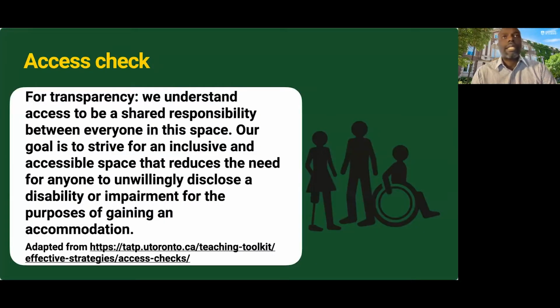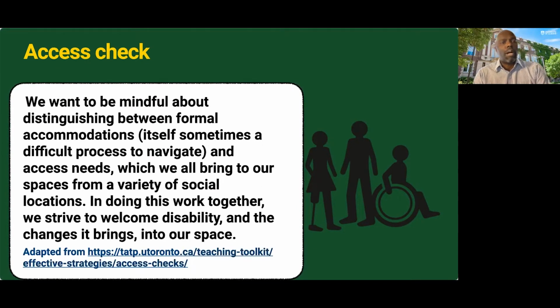I will read out the access check adapted from the University of Toronto and borrowed from my colleague, Mandy. For transparency, we understand access to be a shared responsibility between everyone in this space. Our goal is to strive for an inclusive and accessible space that reduces the need for anyone to unwillingly disclose a disability or impairment for the purposes of gaining an accommodation. We want to be mindful about distinguishing between formal accommodations, itself sometimes a difficult process to navigate, and access needs, which we all bring to our spaces from a variety of social locations.